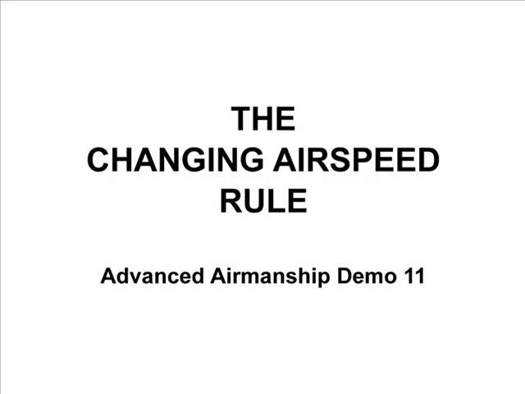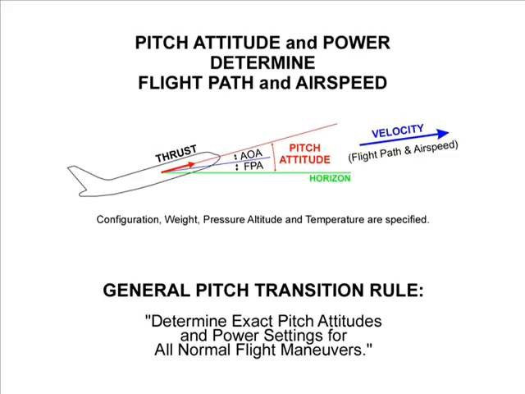This is demonstration number 11 from the aviation textbook Advanced Airmanship, Book 1, Precision Flying. This is the third demonstration of precision transitions to new flight paths and airspeeds. Precision transitions have 4 pitch transition rules: a general pitch transition rule, and 3 basic pitch transition rules.